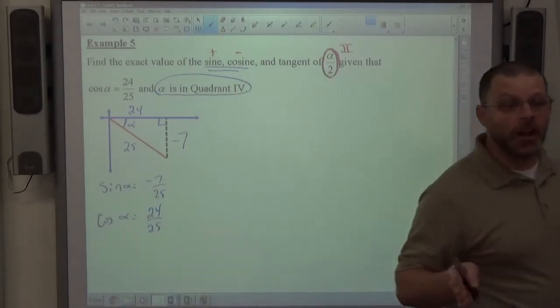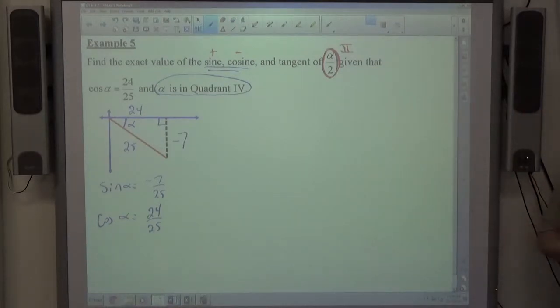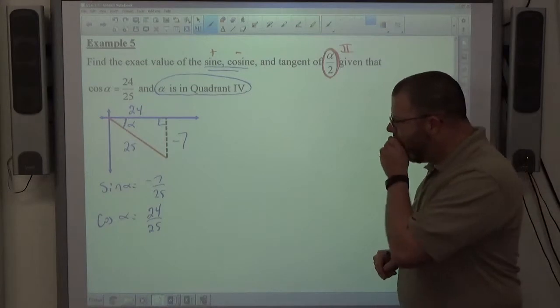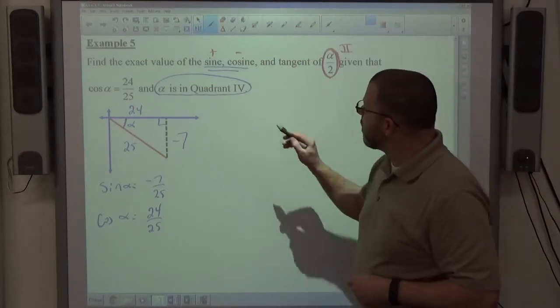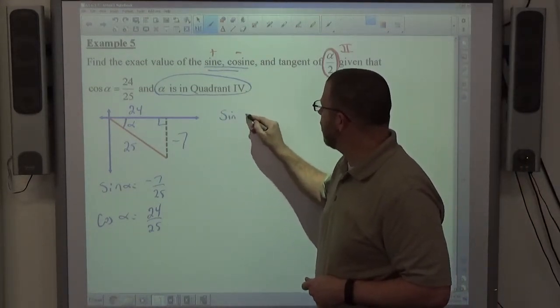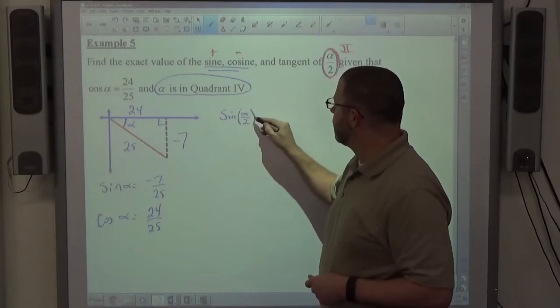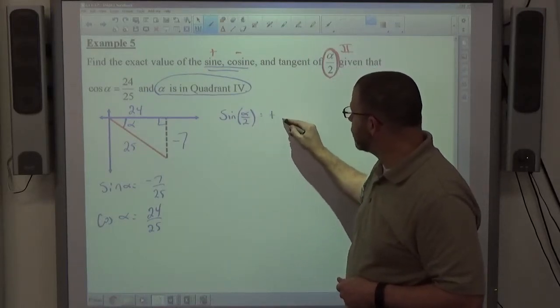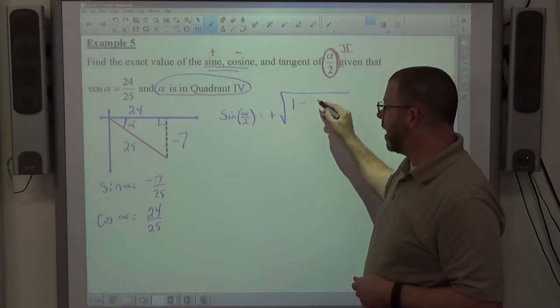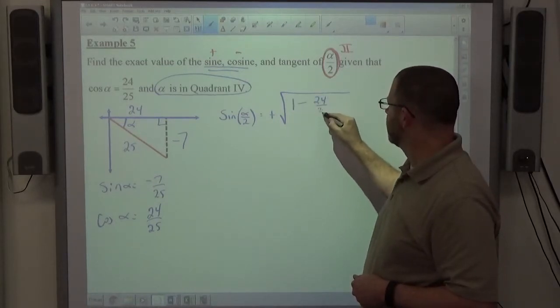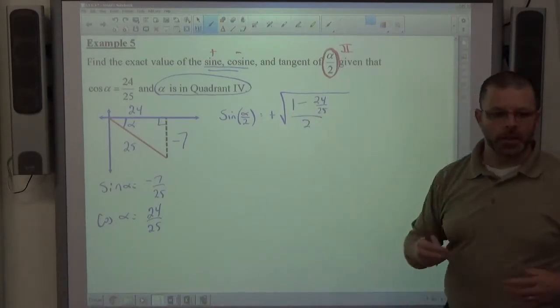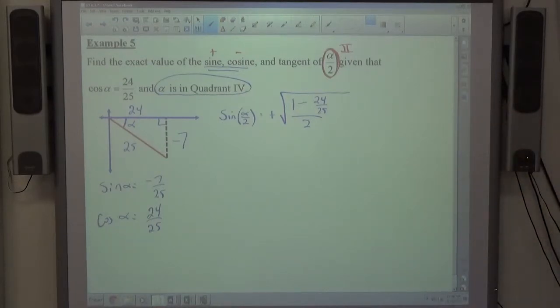I could, if I felt like it, put down tangent of alpha, but none of my half-angle identities involve tangent, right? They're all about sine or cosine, so just having that down is sufficient for this. All right. So, if I want to do sine of alpha over 2, it's simply going to be the positive square root of 1 minus cosine over 2. And just apply the formula, substitute 24/25 in for cosine, because that's what cosine equals.